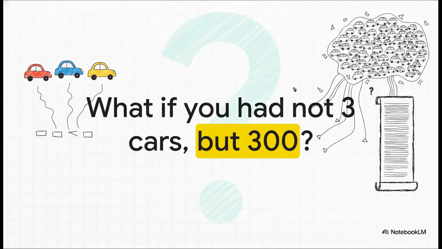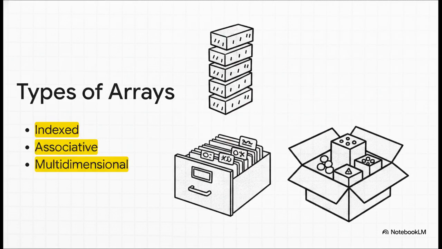Imagine you want to store a list of cars. You could name them variable 1, 2, and 3. But what if you had not 3 cars, but 300? How on earth would you manage that massive list? You certainly aren't going to sit there typing out 300 separate variables, right? Well, arrays perfectly solve this problem.